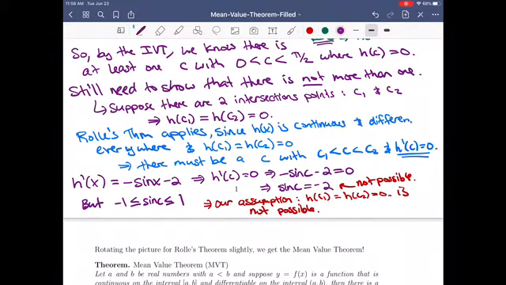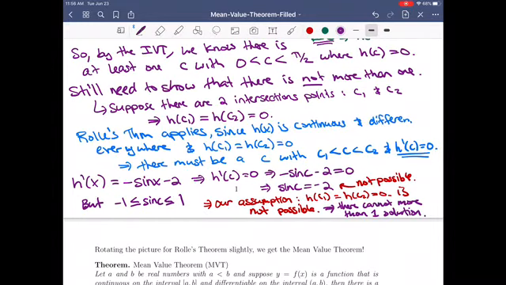So now we can conclude there cannot be more than one solution. Okay, so I'm running out of room here, but if there's at least one solution and there can't be more than one solution, there has to be exactly one solution.